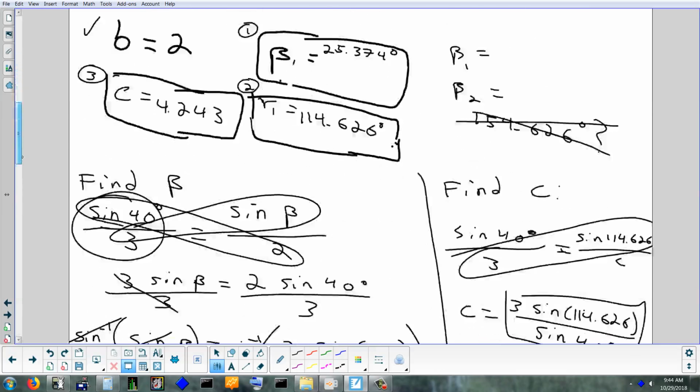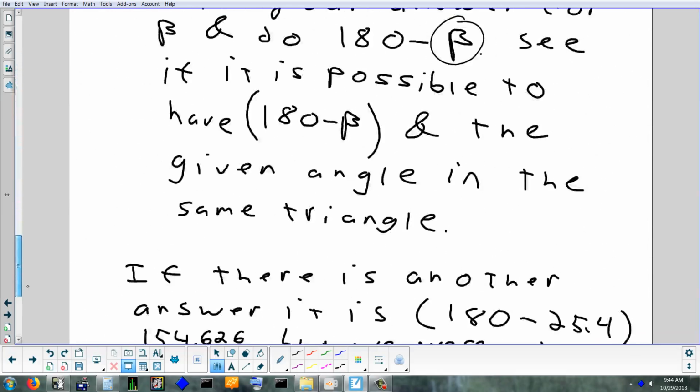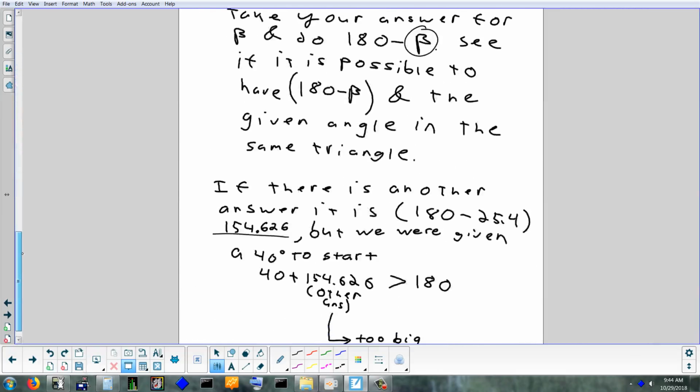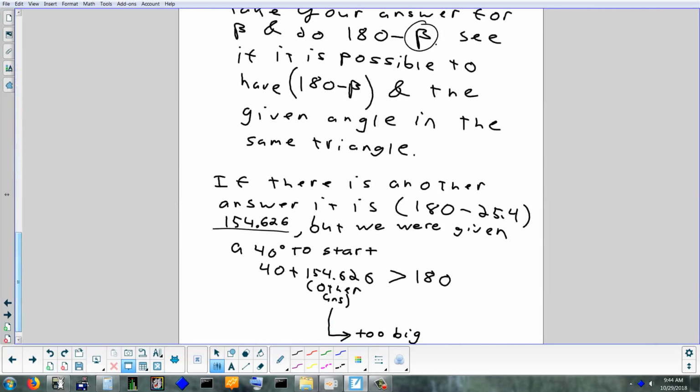So that's law of sines. I know some people were still copying. Is anyone still copying down the directions to find the second answer and how we know it didn't work?